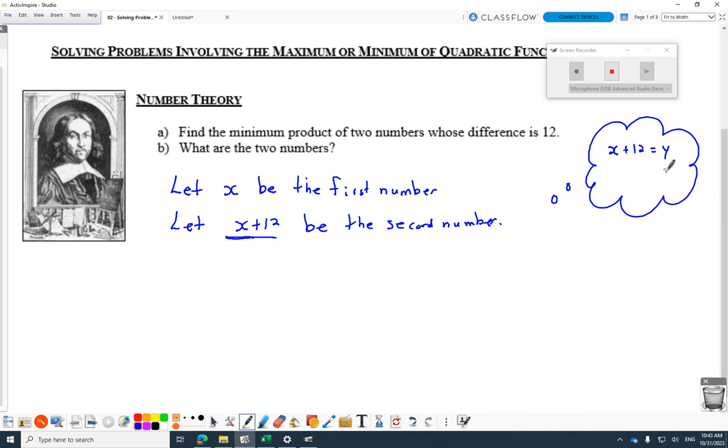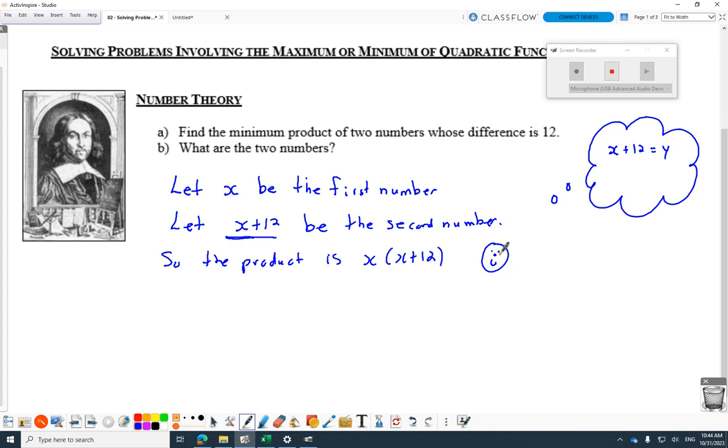Now, so the product is x bracket x plus 12. And I can't resist drawing a smiley face, because if you get to that point in the question, it'll be okay. I know why people think these questions are so dangerous.